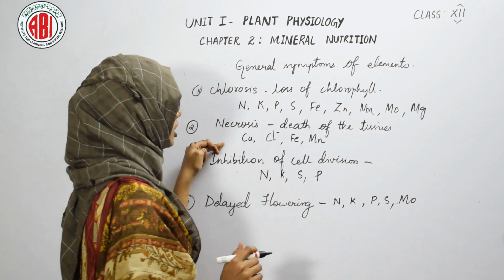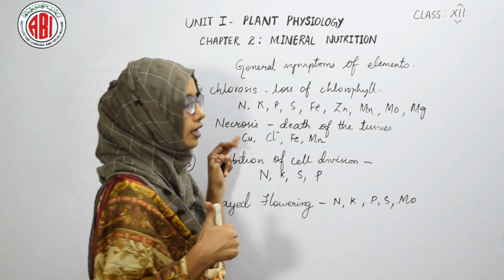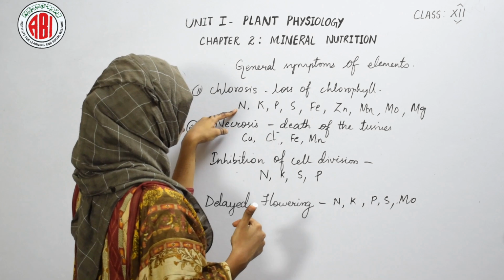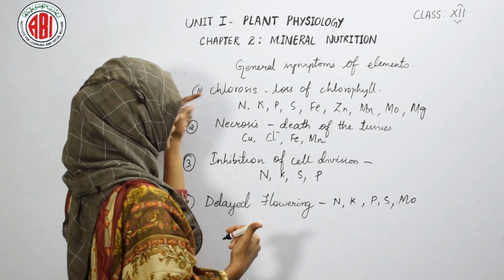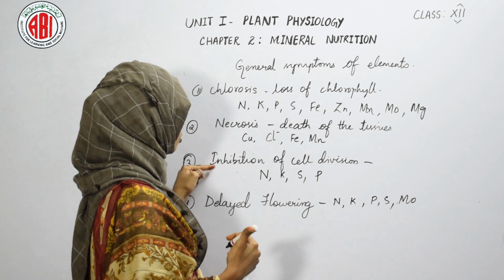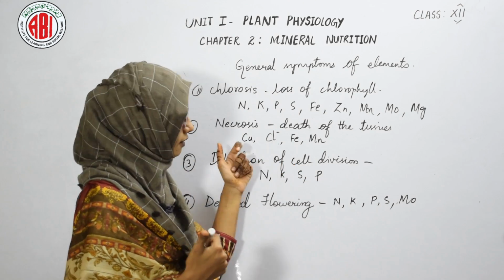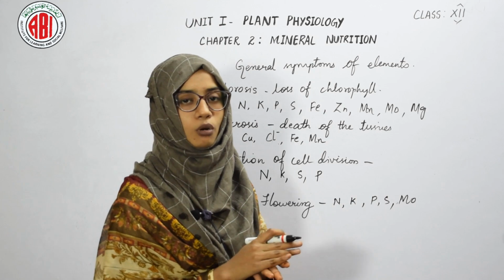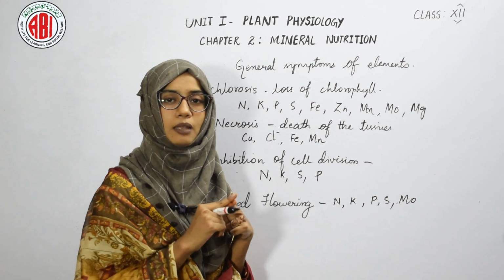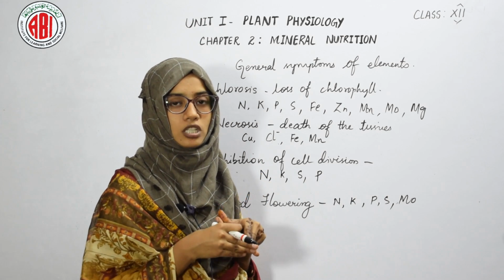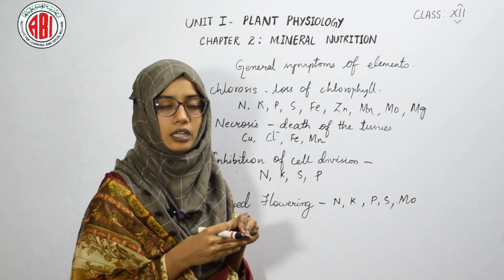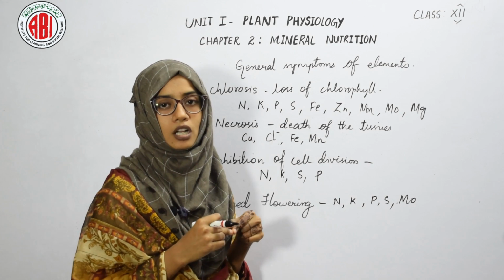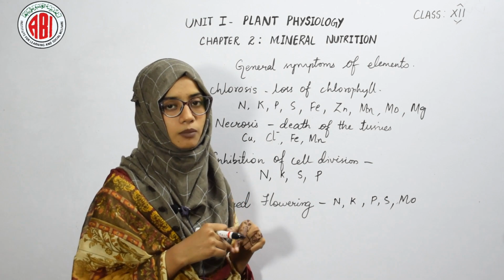From these general symptoms, one thing that we can observe is nitrogen. Due to the deficiency of nitrogen, chlorosis can be seen, and it even shows symptoms like inhibition of cell division and also delayed flowering. So by this we came to know that the deficiency of one element can cause morphological and structural changes in the plant body, and the deficiency of this one element shows multiple effects in the plant body.